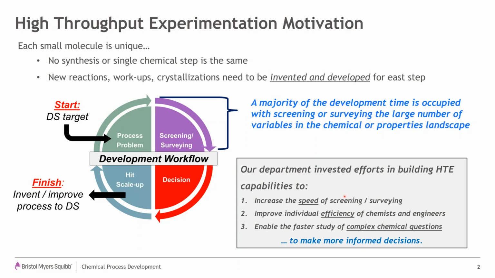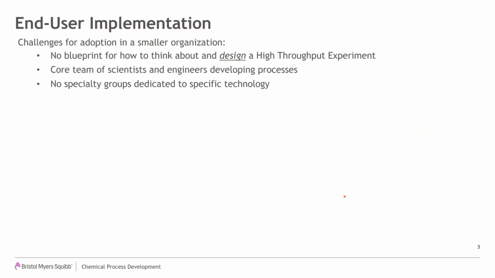The challenge was, how do we implement this capability in a small department? Remember, before we were BMS, our entire department consisted of about 20 people working on all of our projects. The challenges for adoption of the HTE platform are kind of boiled down here. Really, there's no blueprint for how to think about implementing and designing a high-throughput experiment. As I mentioned, we're a core team of scientists and engineers developing all of the processes on our projects. So we don't have the space or the resources to implement specialty groups that would be dedicated to such a technology.